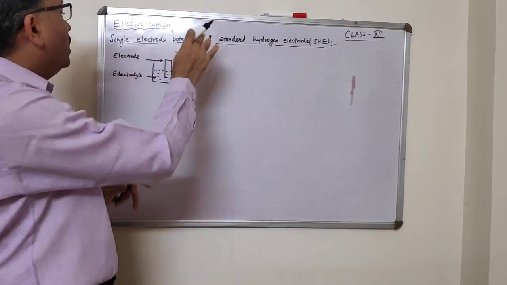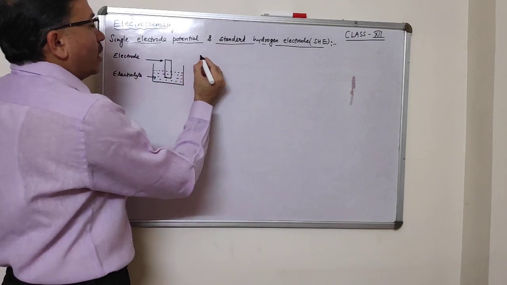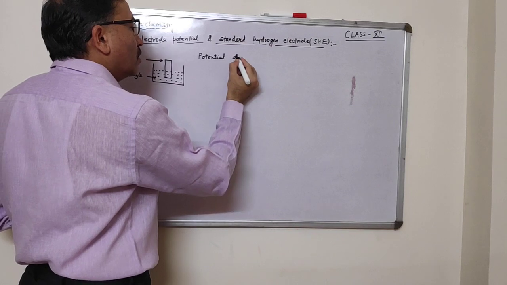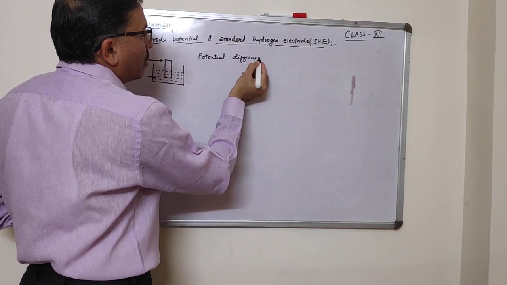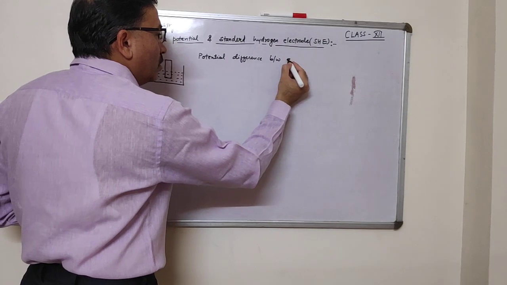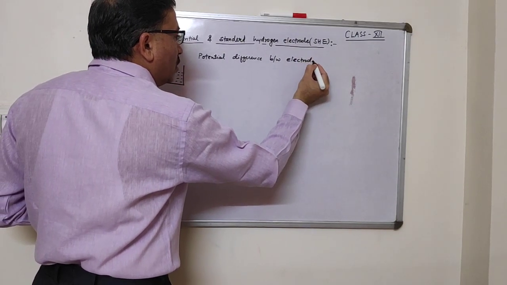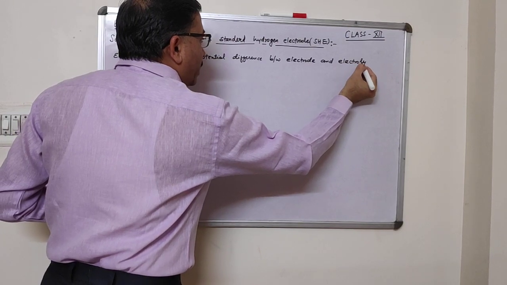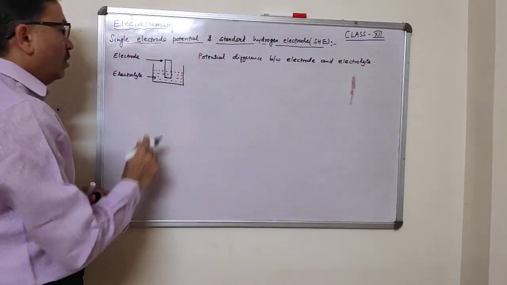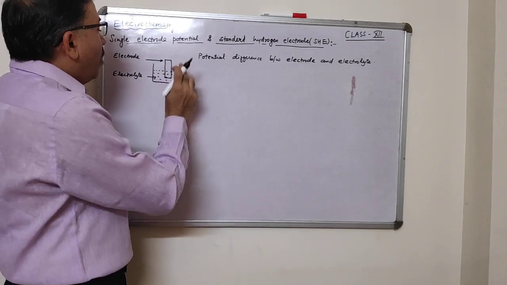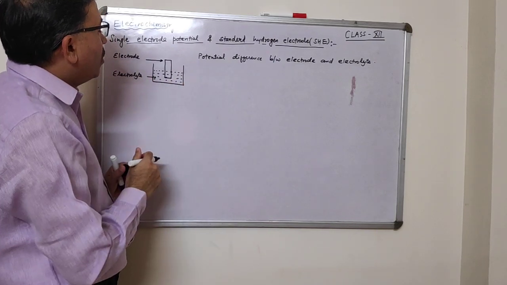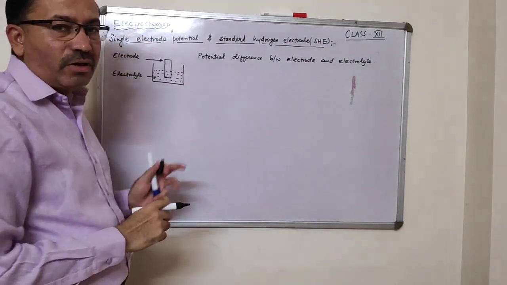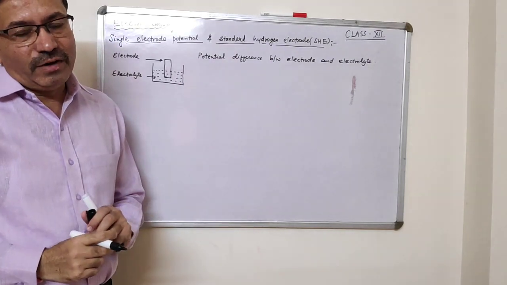So what is single electrode potential? Single electrode potential is the potential difference between the electrode and the electrolyte. Right? The flow of electrons, whether oxidation or reduction will occur, depends upon this potential difference.